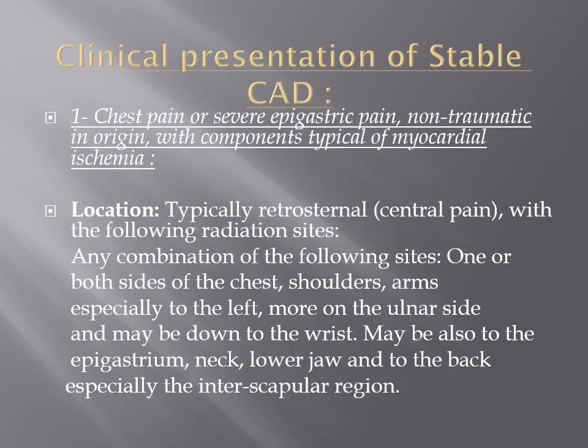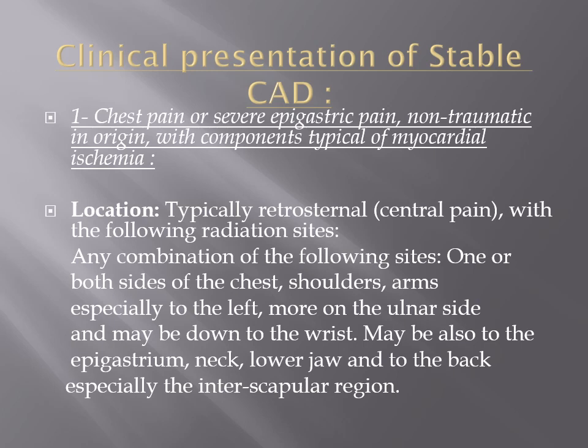Clinical presentation of chronic coronary syndrome or stable coronary artery disease. The hallmark and the main presentation is symptoms, and the major symptom is chest pain or epigastric pain that is non-traumatic in origin with components typical of myocardial ischemia. What are these components typical of myocardial ischemia?